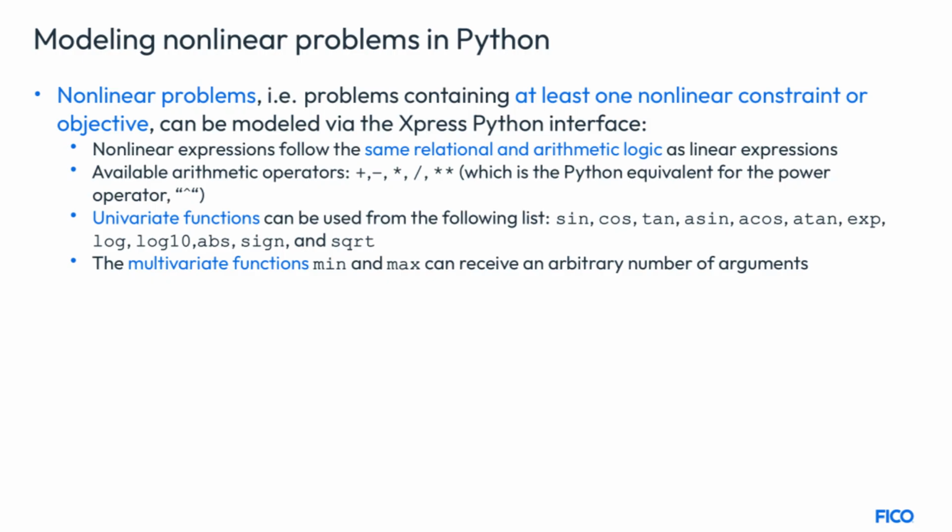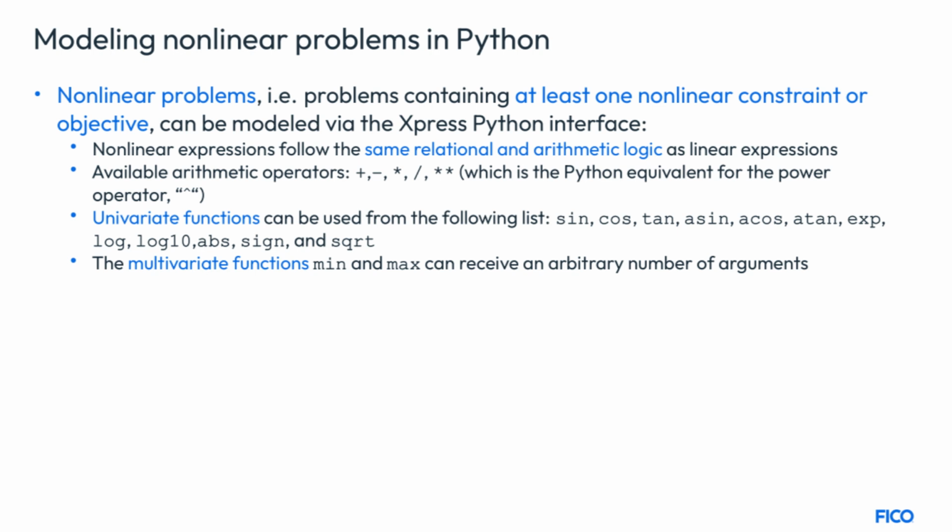Problems containing at least one nonlinear constraint or objective are known as nonlinear problems, and can be modeled using the Xpress Python interface with the same arithmetic logic as what we have seen for linear problems. The basic arithmetic operators can be applied, with the double asterisk being equivalent to the power operator.